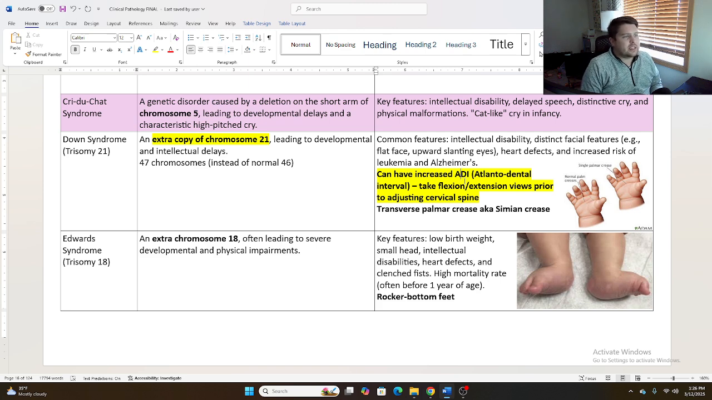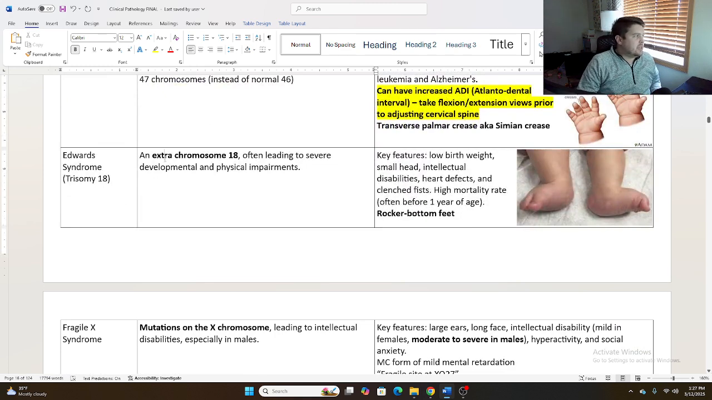Another common thing that they ask about is the simian crease. This is where on everybody's palm we typically have 2 lines, one line above coming from one side, another line below that, compared to those with trisomy 21 disorder. They just have one straight line all the way across, known as the simian crease or the transverse palmar crease.